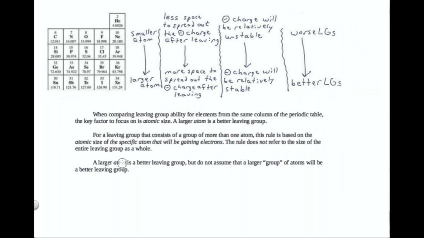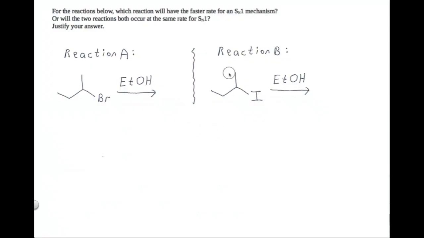A larger atom is a better leaving group, but you should not assume that a larger group of atoms will be a better leaving group. I will discuss this distinction between atomic size and the size of the entire leaving group a little bit later in this video. Please pause the video and try this problem.